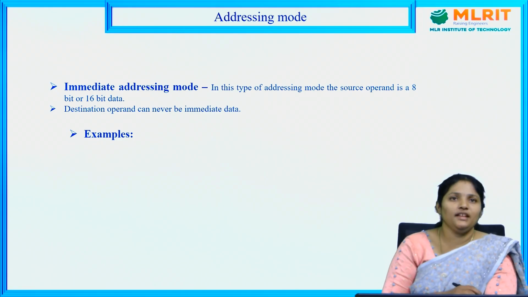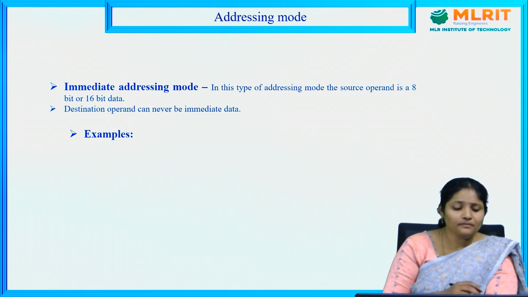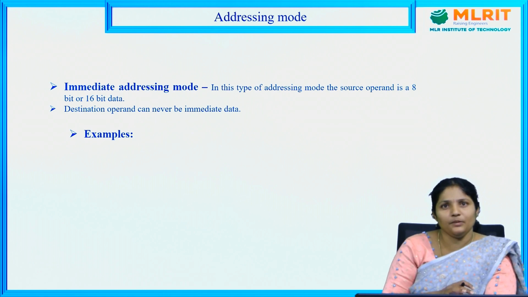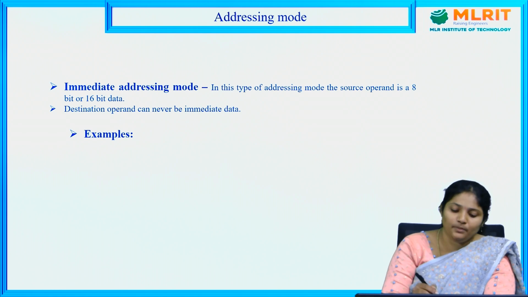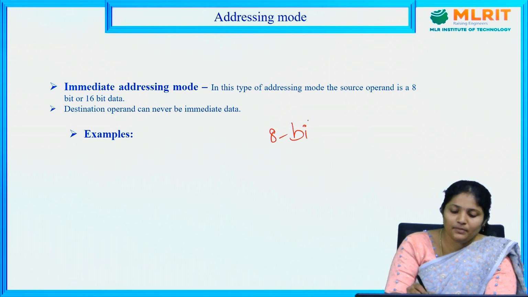The first one is immediate addressing mode. In this immediate addressing mode, the data we represent will always be in the format of raw data or immediate data. That data might be 8-bit or it might be 16-bit.